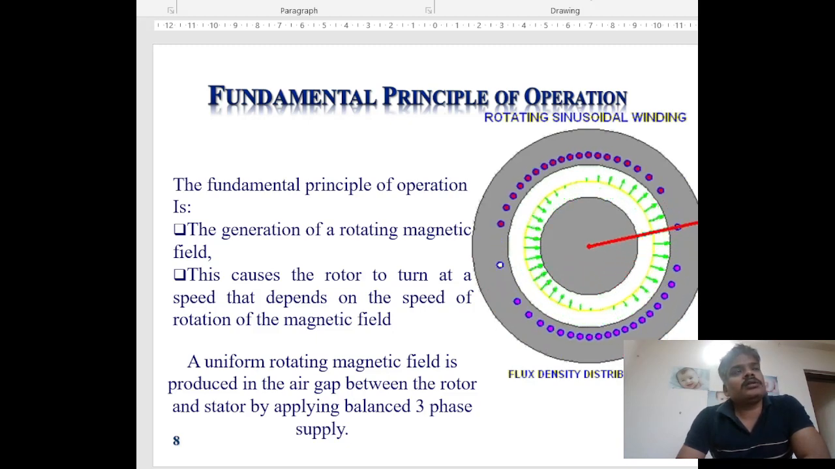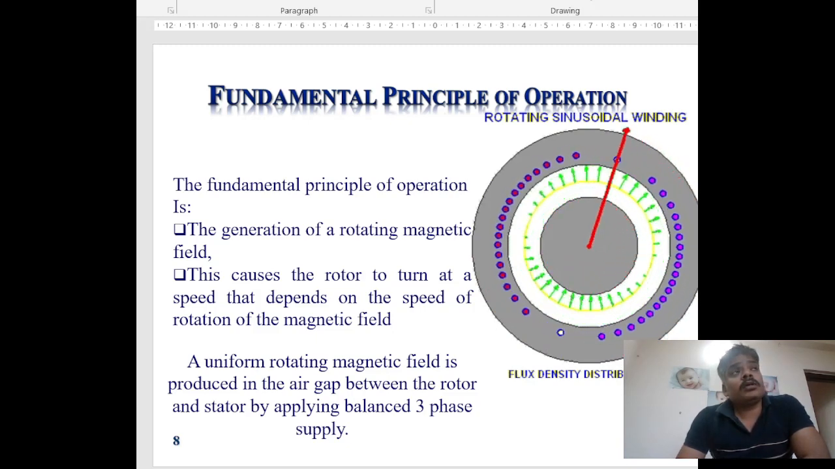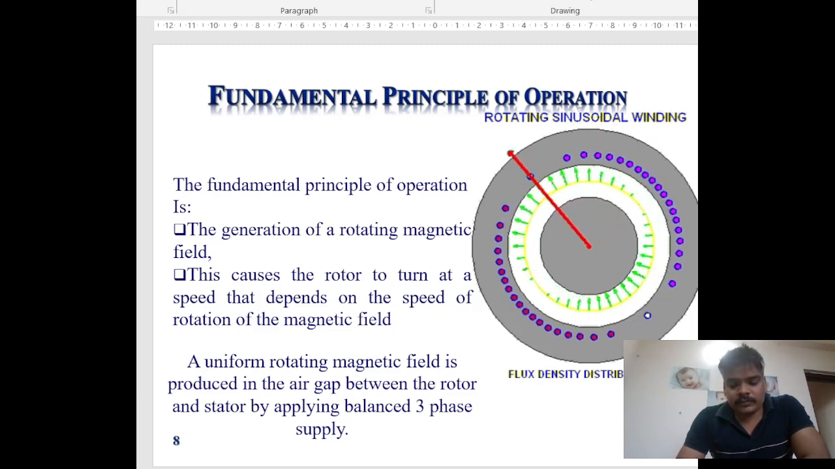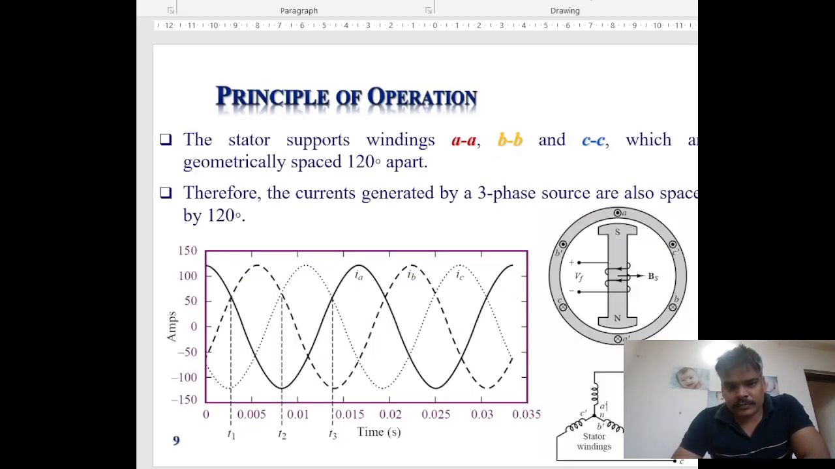Three-phase induction motor. The three phases are displaced by 120 degrees. The stator supports windings AA, BB and CC, which are geometrically spaced 120 degrees apart. Therefore, the currents generated by a three-phase source are also spaced by 120 degrees.